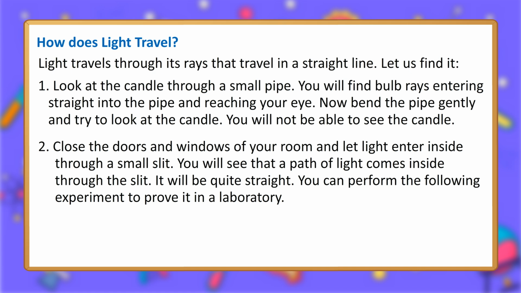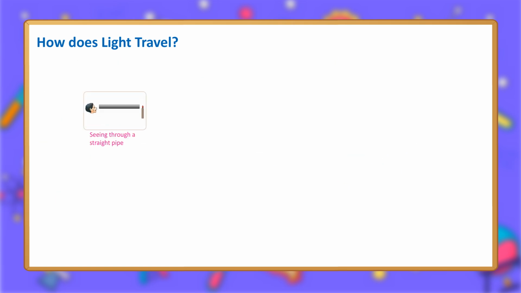Close the doors and windows of your room and let light enter inside through a small slit. You will see that a path of light comes inside through the slit. It will be quite straight. You can perform the following experiment to prove it in a laboratory.